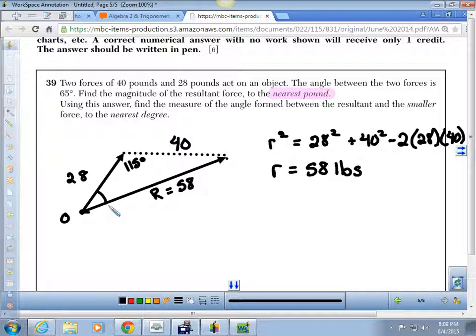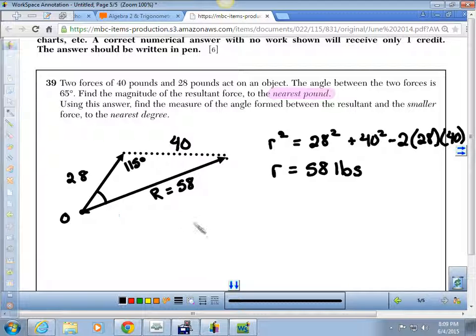Can I use law of cosines? Absolutely. Can I use law of sines? We're kind of iffy on using law of sines, though, for angles. But is this ambiguous? Why not? It's got to be the acute angle. Why? We already have one obtuse angle at 115. This has got to be the acute one. So let's use law of sines.